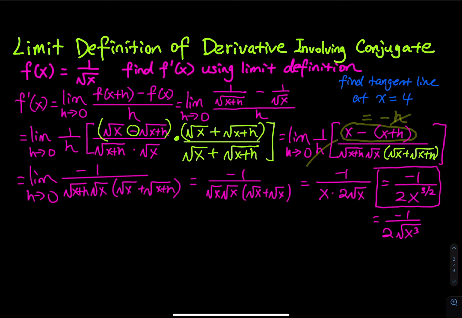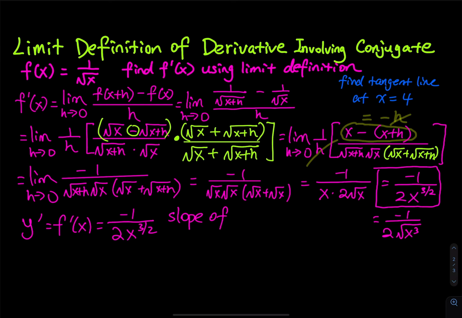What does that mean? That tells me y prime or f prime of x equals negative 1 divided by 2x raised to the 3 over 2. What is this? This is one function to describe the slope of the given function at any x value. The x value must be within the domain of the given function. So this is the slope of the given function at any x value.